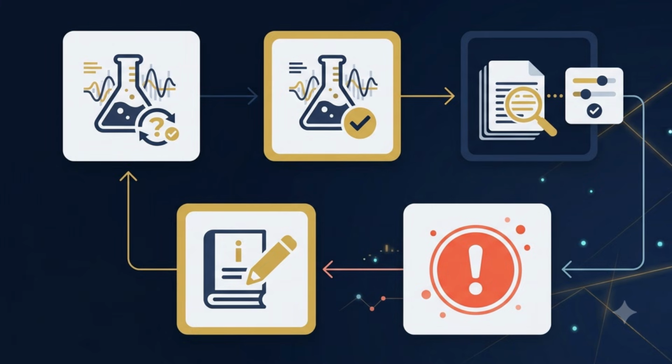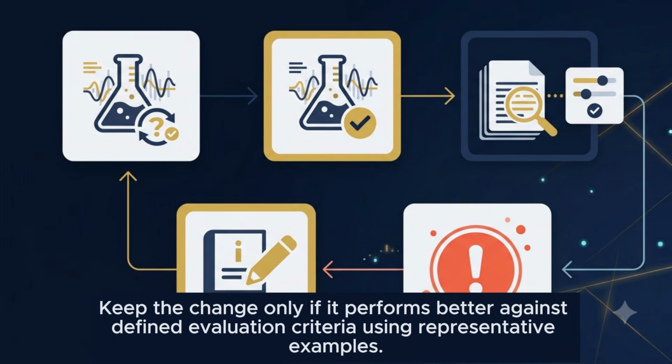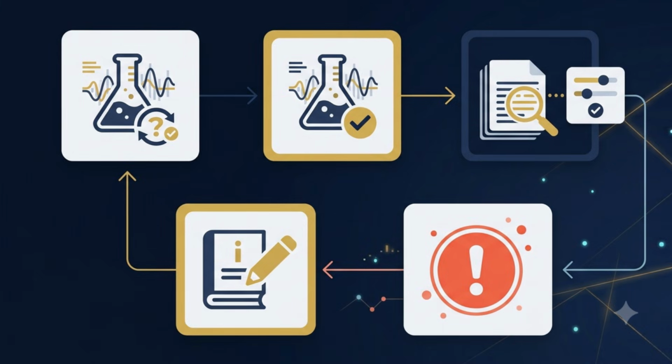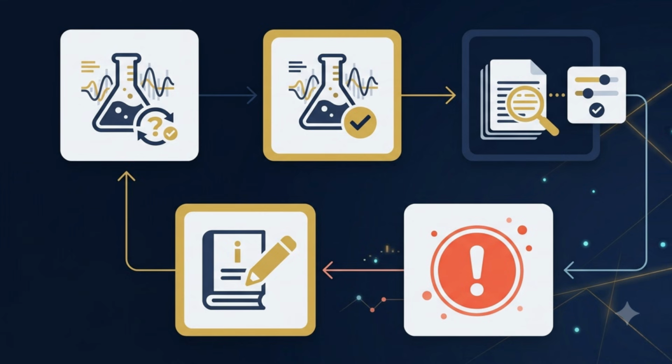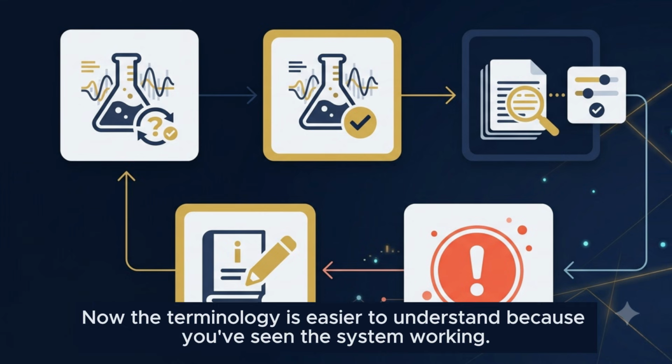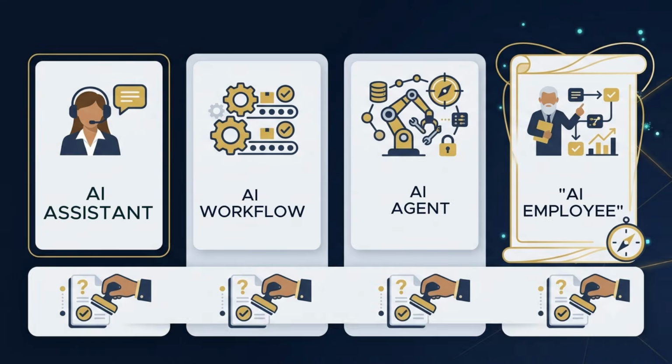Then test again. Keep the change only if it performs better against defined evaluation criteria using representative examples. That is feedback. It means using evidence from the result to improve the workflow instead of simply asking for more output. Now, the terminology is easier to understand because you've seen the system working.